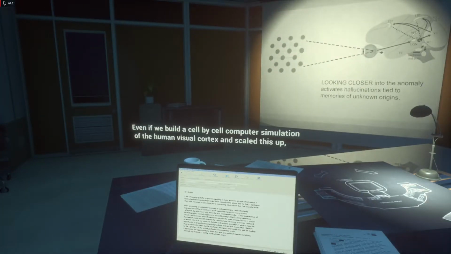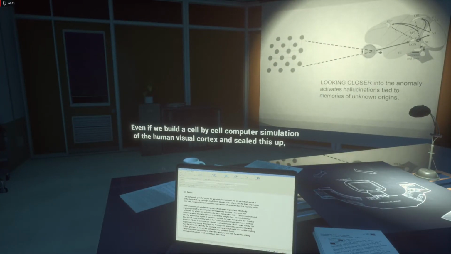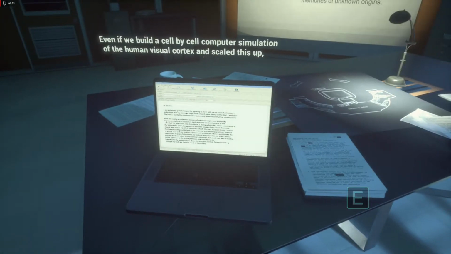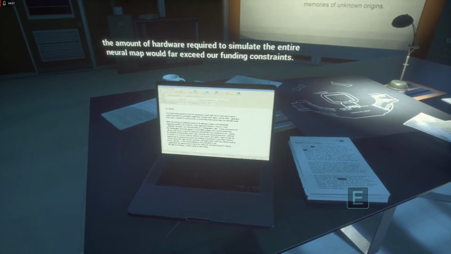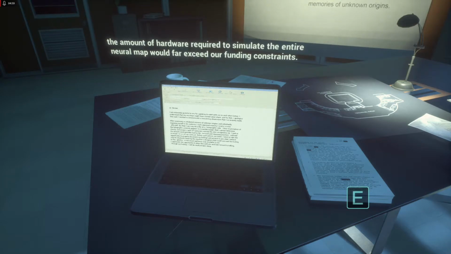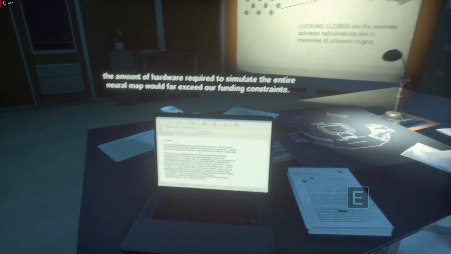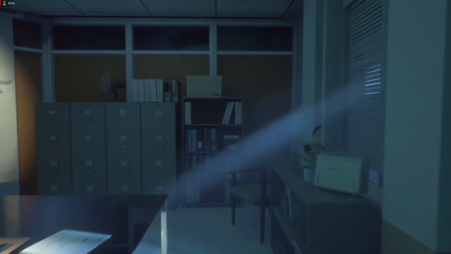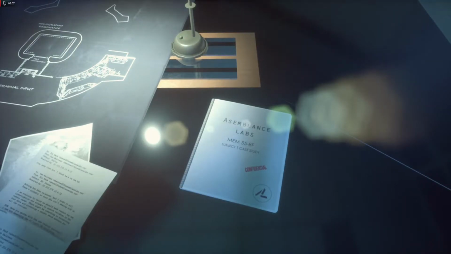Even if we build a cell-by-cell computer simulation of the human visual cortex and scaled this up, the amount of hardware required to simulate the entire neural map would far exceed our funding constraints. This doesn't even consider the astronomical amount of energy required to power such a device.